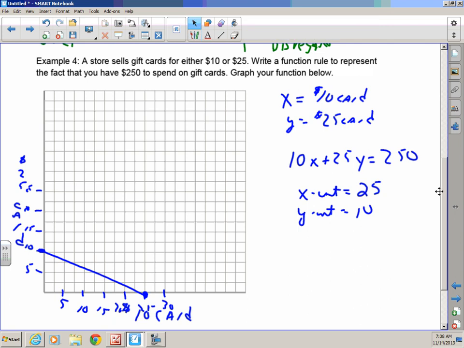Okay? So, the point today was to show you how you write a function rule and how your function rule may be different depending upon the facts that you were given. It can be written in the slope-intercept form, which is the y equals form, if you have a clear independent variable, or it can be written in standard form when there's clearly no one variable that generates the other.